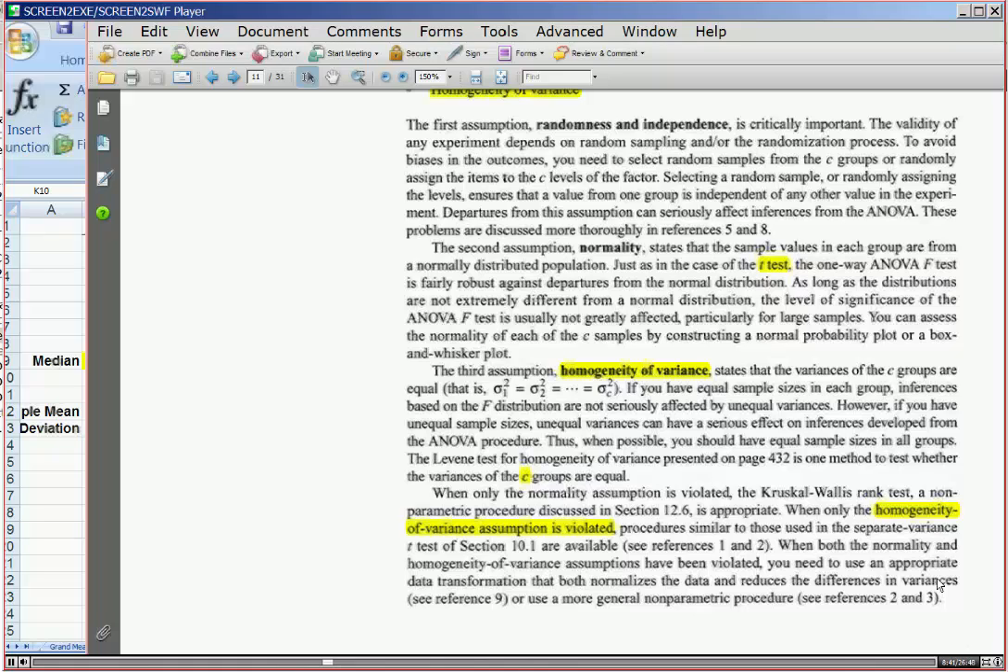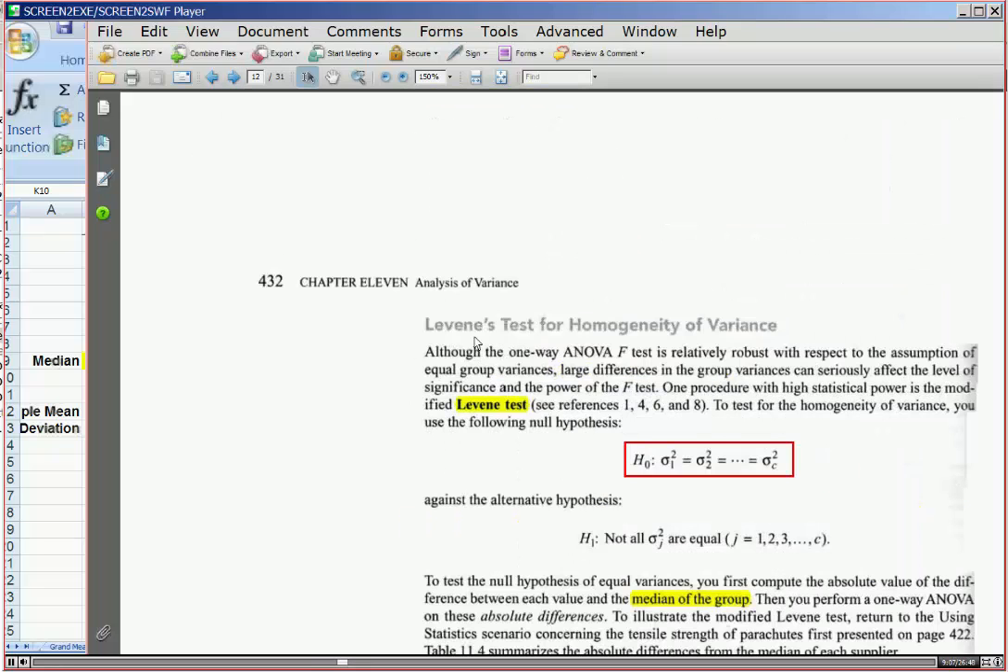When both the normality and homogeneity of variance assumptions have been violated, you need to use an appropriate data transformation that both normalizes the data and reduces the differences in variances. See reference 9. Or use a more general non-parametric procedure. See reference 2 and 3. We're not going to do it right now.